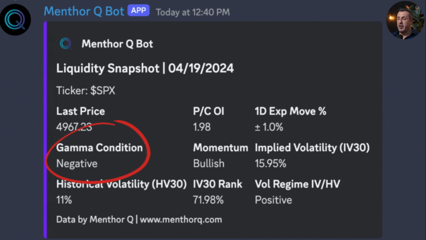We have simplified this, and every day you can check the gamma condition of your asset within the premium membership before the market opens. With the MenthorQ levels indicator, you can now add gamma levels to your charts, adding a clear picture of the market and better signals for your trades, take profit targets, and stop losses.